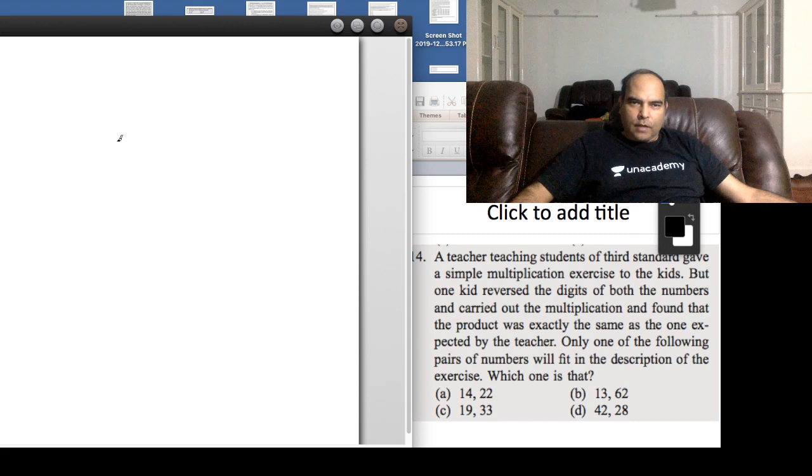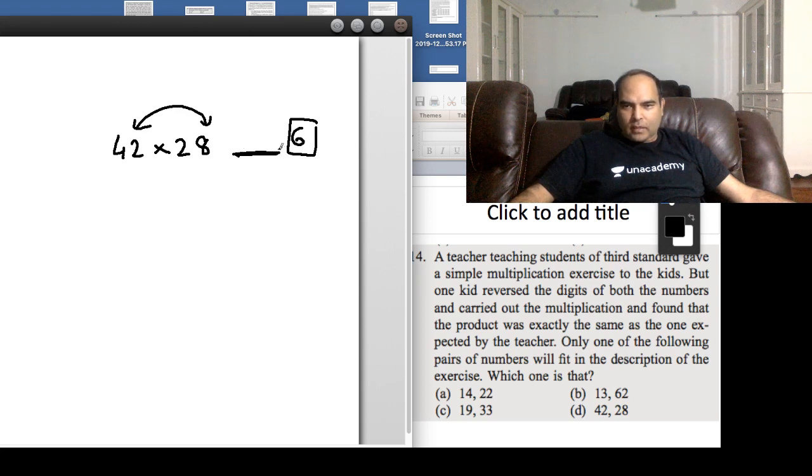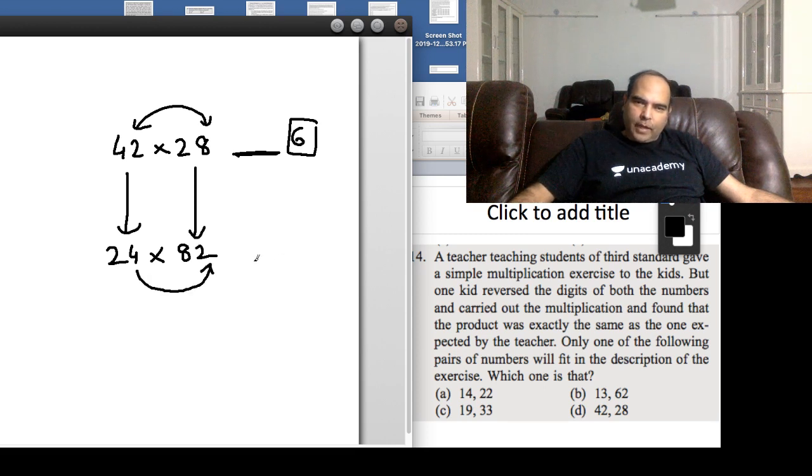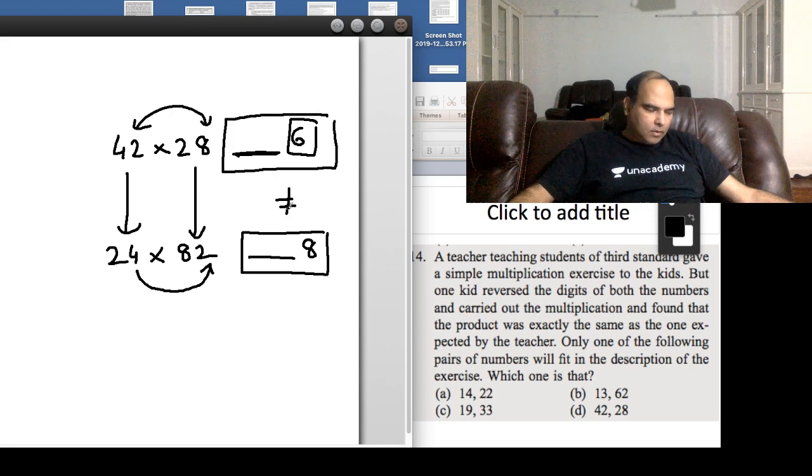Unit digit logic tells you that if you're multiplying 42 into 28, the unit digit of this will be 6, 2 into 8. So this number is going to end with 6. And if you multiply 24 into 82, reverse 42, reverse 28, the unit digit of this is going to be 8. And a number ending in 6 can never be equal to a number ending in 8. Right? So this is another logic on which you can remove this. And hence this question is basically a 30-second question when you look at this.